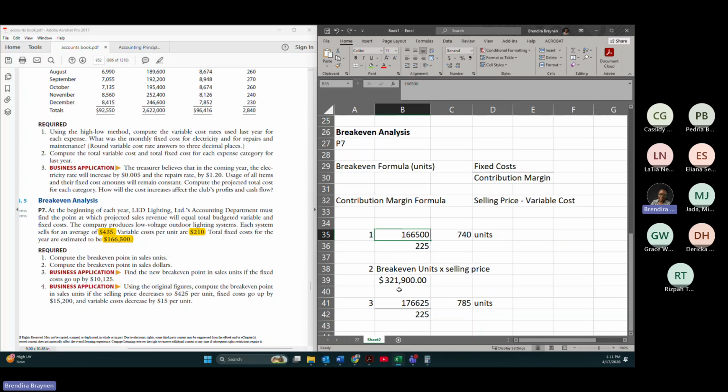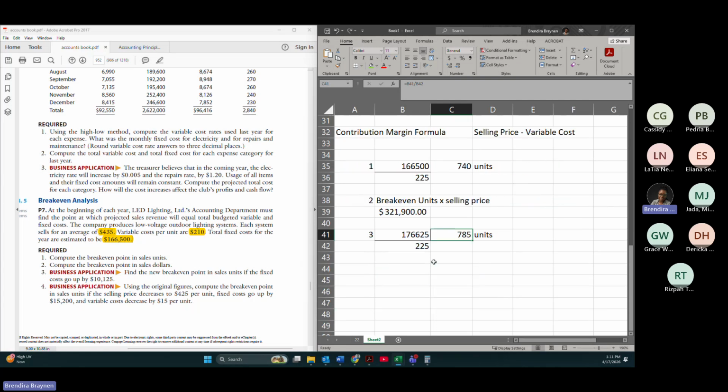So usually when you add more costs, the units to break even tends to go up. Okay. Usually when you decrease costs, it goes down. If you increase the selling price, then you need to sell less to make the same amount. So it usually goes down as well too.